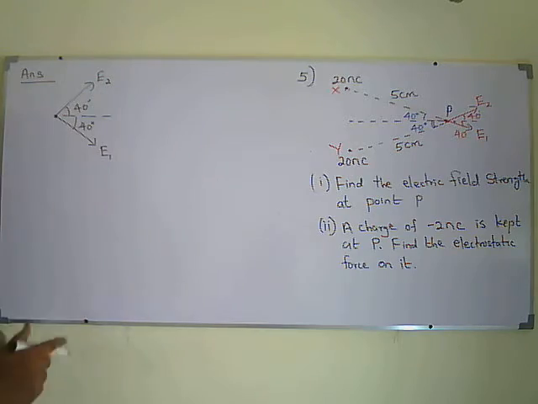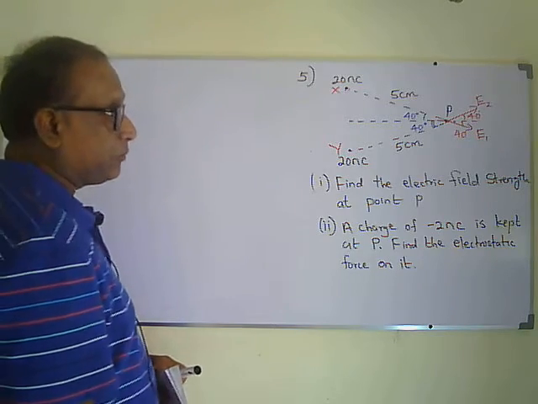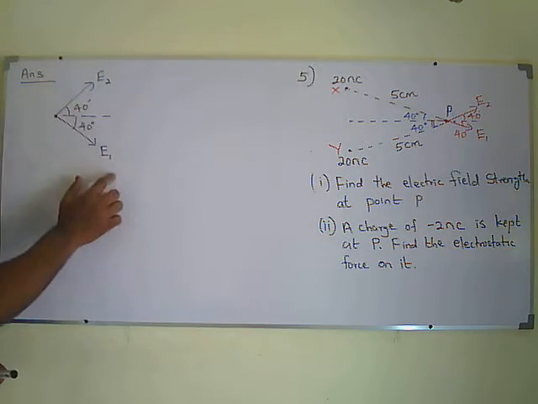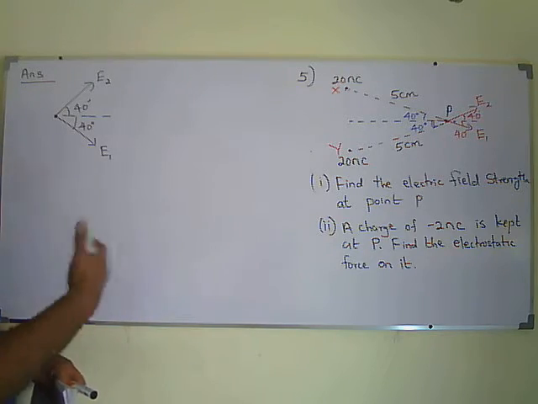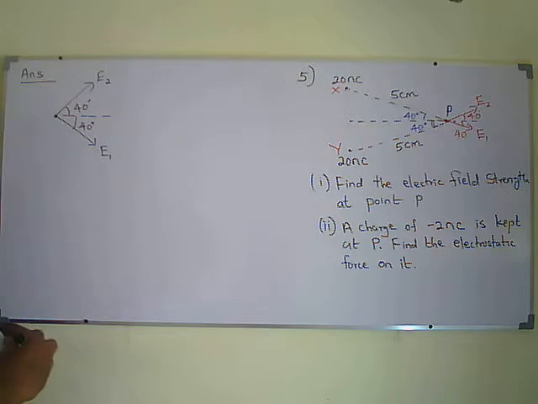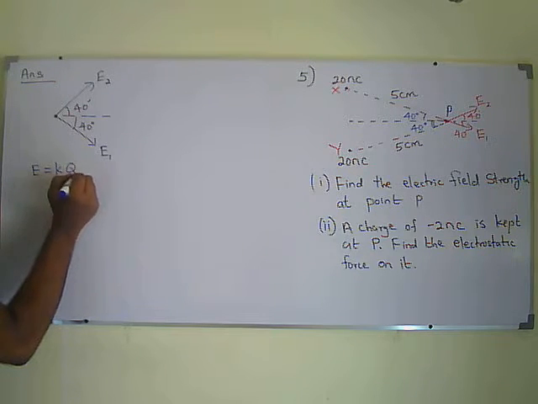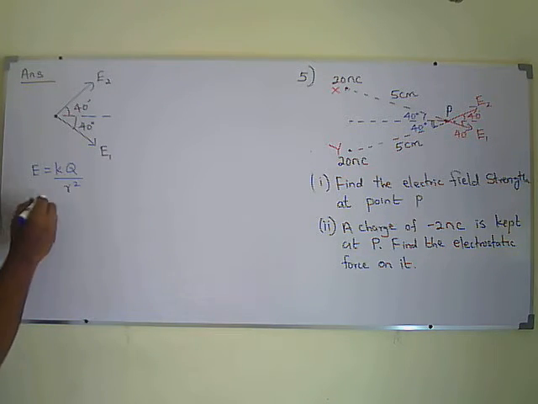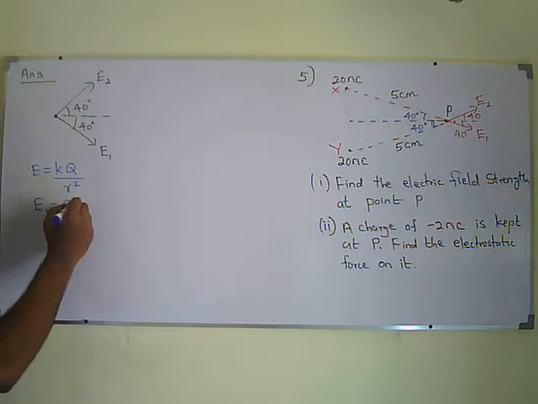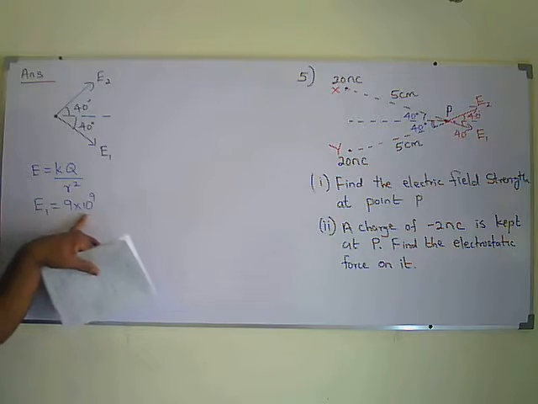Both will have the same magnitude because these two charges are of the same magnitude and they are at the same distance, 5 centimeter from P. So if I find the electric field strength of one of them, either E1 or E2, that is enough to find the final resultant electric field strength at point P. And we know the equation for electric field strength. It's given by E equal KQ over R squared. I'm going to use that. So I'll find it for E1. That will be E1 equal K, which is 9 into 10 to the power 9. Actually, it is 8.99 into 10 to the power 9, but I have used 9 into 10 to the power 9.